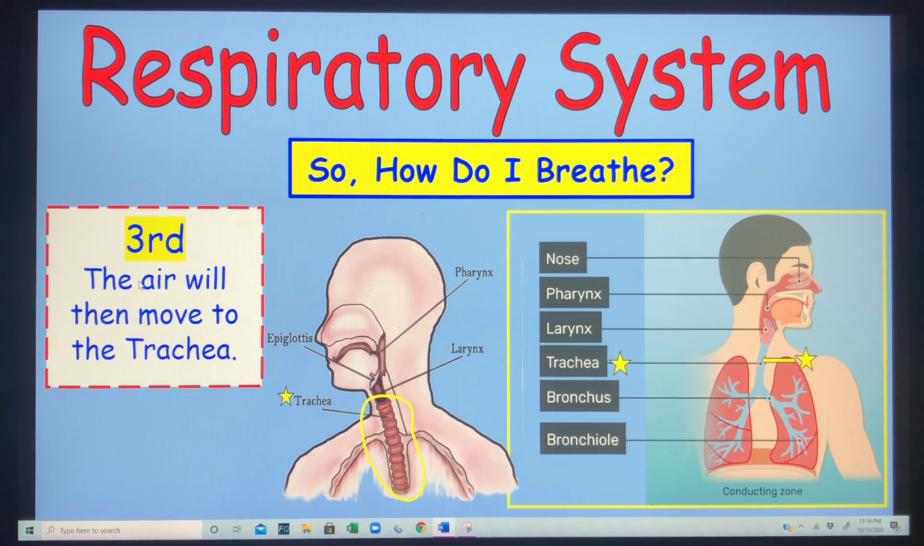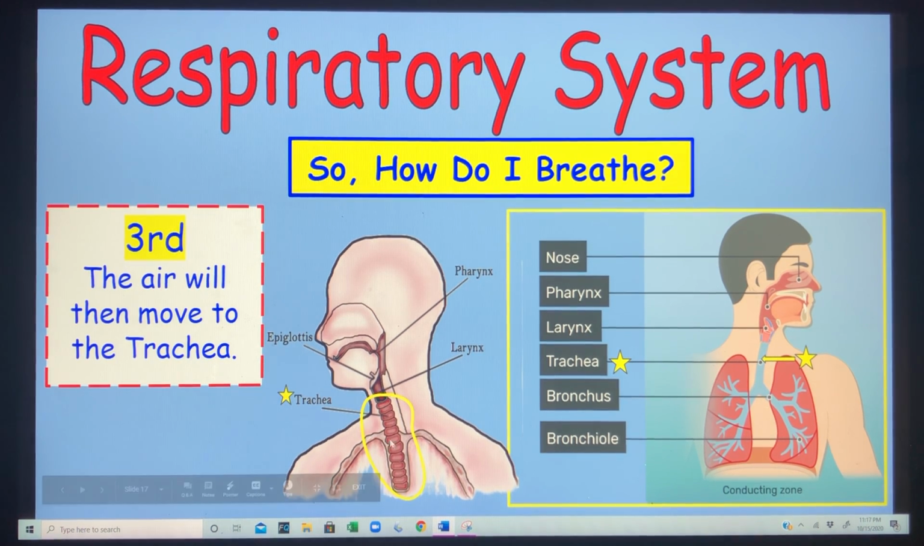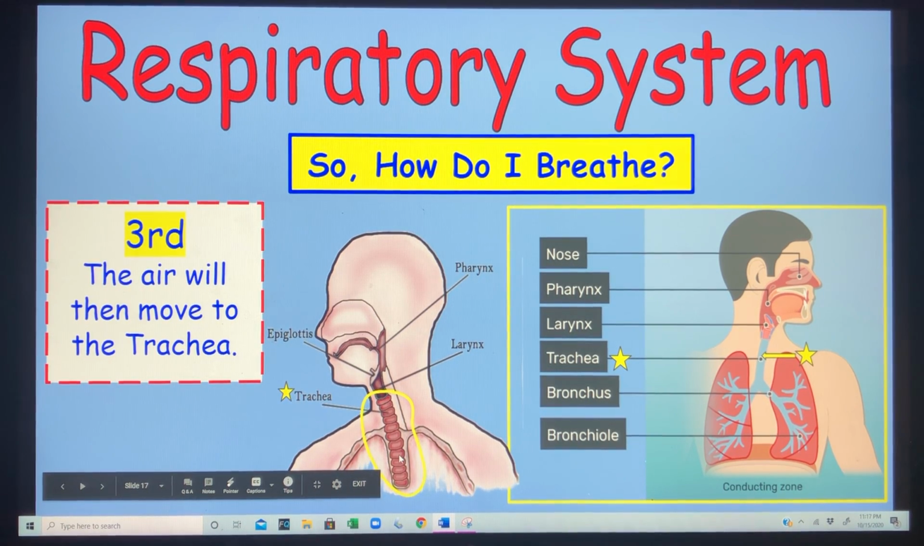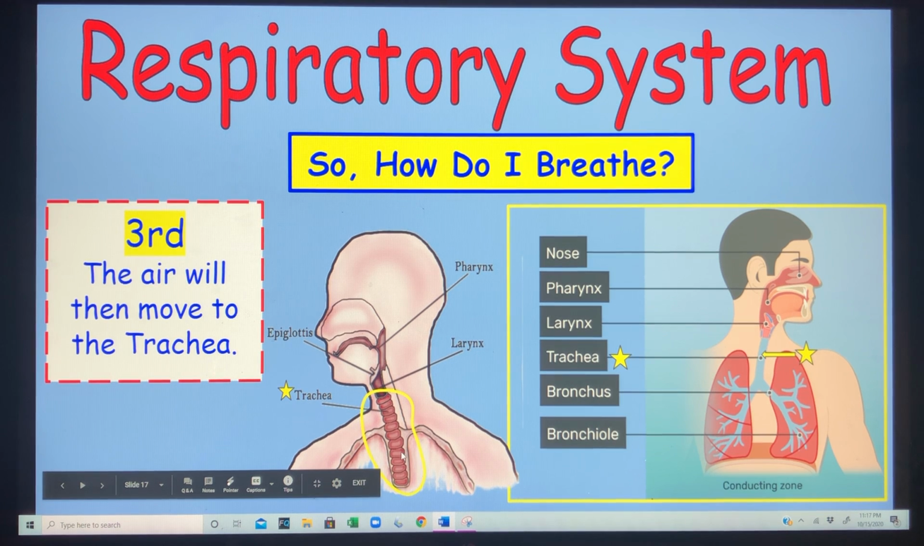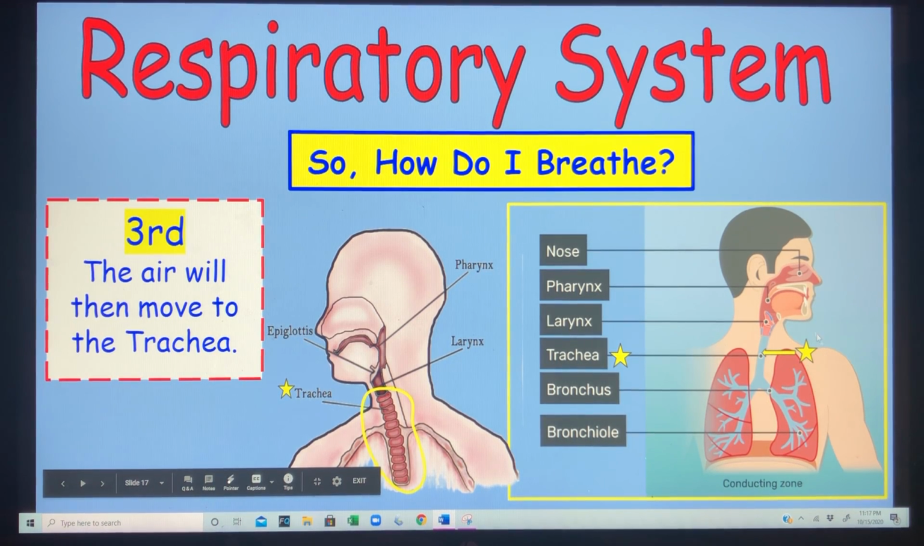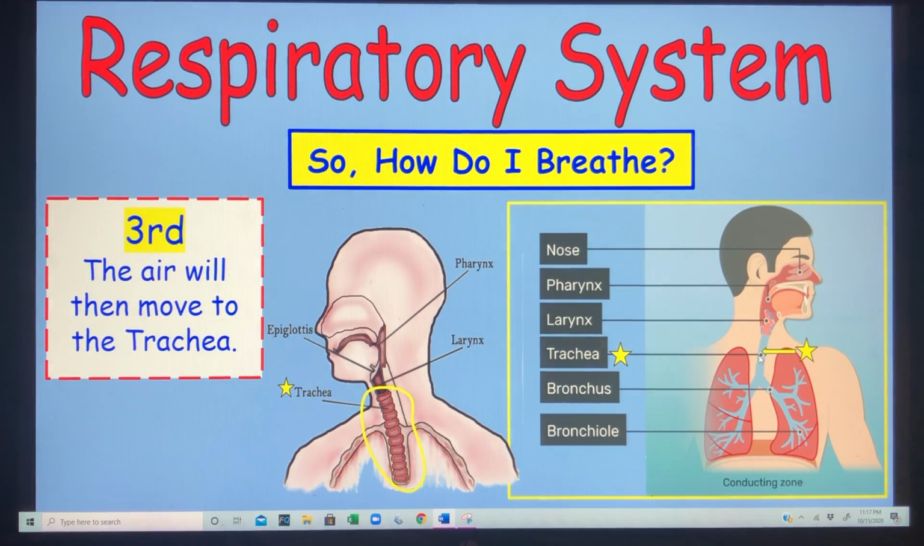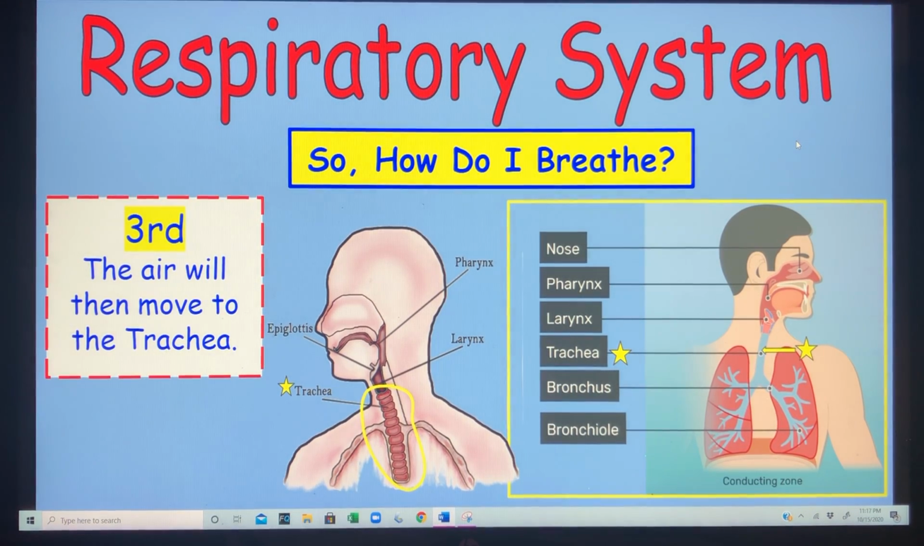The third step is that the air will then move to the trachea. The trachea is located right at the neckline and it goes lower into your chest. If you look on the right hand side of the screen, there's a yellow star that is pointing to the trachea. The trachea is also known as your windpipe.